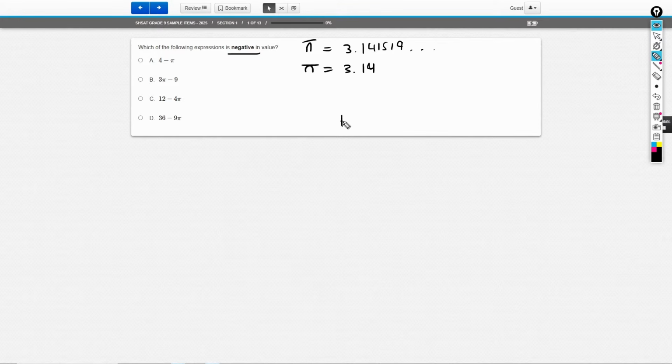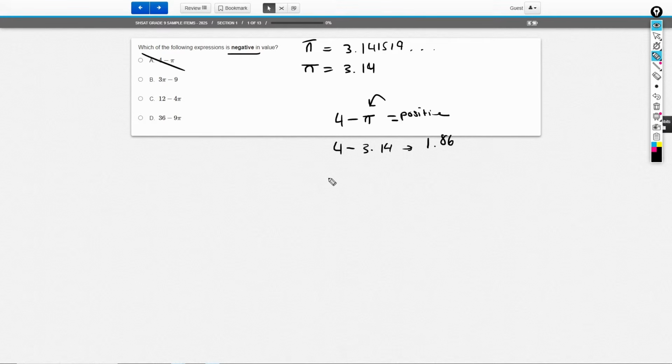So choice A says that 4 minus pi has to be negative. Is that true? Well, if pi is 3.14, 4 minus 3.14 should give us 1.86, or somewhere around 1.86. So this is actually positive. It's positive because pi is smaller than 4. Right? And when we have the smaller number on the right side of the subtraction sign, that's going to give us a positive value. All right, so this is actually positive.